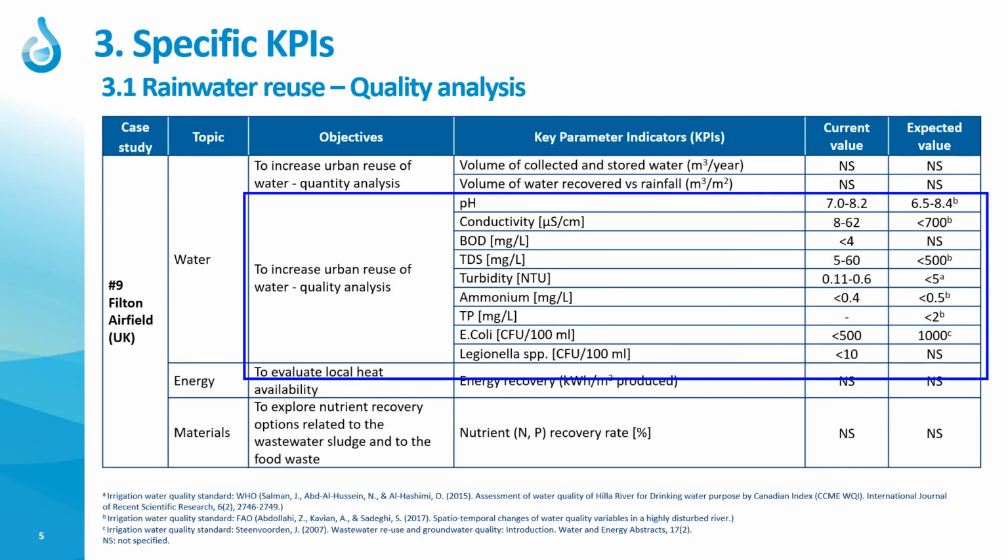So we evaluated the rainwater quality collected from direct precipitation. As you can see in this table, the current values indicate the rainwater quality, and the expected values here show the irrigation water quality standards. So this result indicates that rainwater collected in Filton is clean enough for direct use for non-potable purposes like toilet flushing and irrigation.